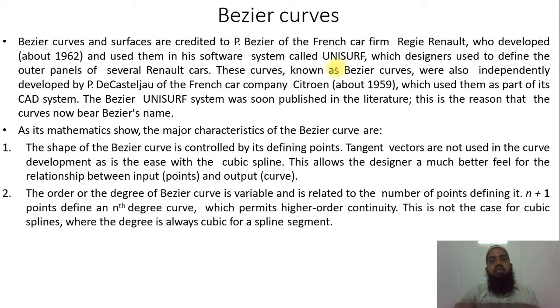Bezier curves. Bezier curves and surfaces are credited to P. Bezier, Pierre Bezier, the name of the scientist Pierre Bezier, the French engineer from Renault, who developed this curve in 1962. He used them in his software system called Unisurf, which designers used to define the outer panels of several Renault cars. These curves, known as the Bezier curves, were also independently developed by P. de Casteljau of the French car company Citroën, which used them as a part of its CAD system.